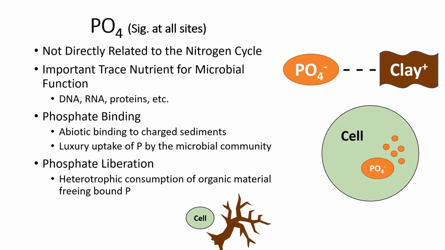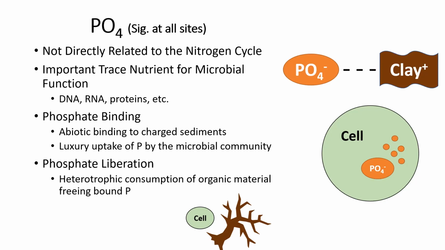Speaking of which, we evaluated phosphate, which was significant at all of our field sites. And while not directly related to the nitrogen cycle, it is, again, an essential trace nutrient playing an important part in many microbial functions or components, including DNA, RNA, proteins, and many other cellular parts. Ultimately, we found that many of our field sites bound phosphate, and we found it was likely by two processes.